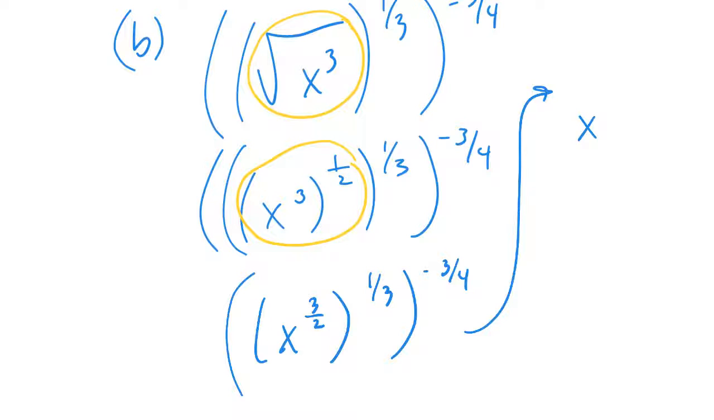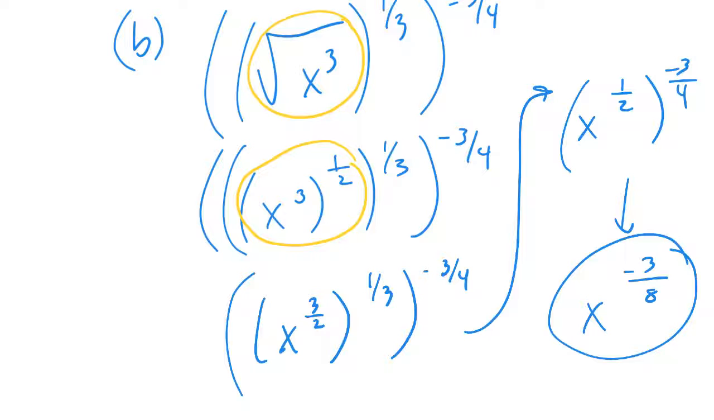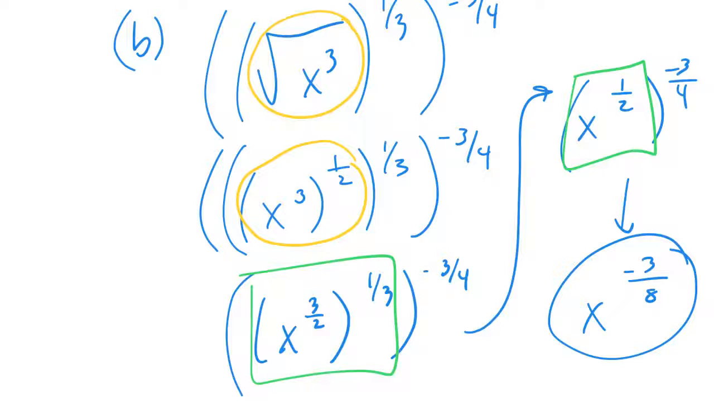So 3/2 times 1/3 gives me just 1/2. And then next line, this becomes x to the -3/8. Again, all I did was simplify this right here to become this right here, what's boxed in. If you're not sure what I'm doing, take a look at the colors to help you with association. What's in the green box here became what's in the green box here.